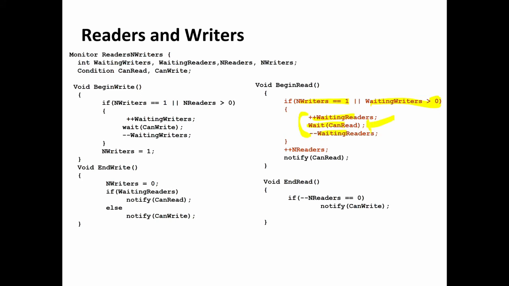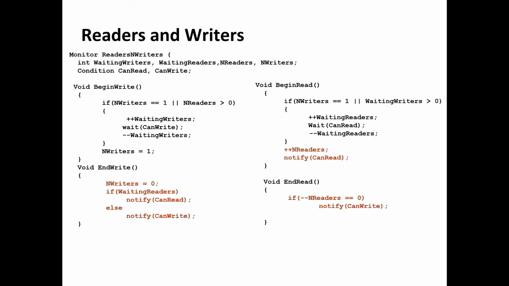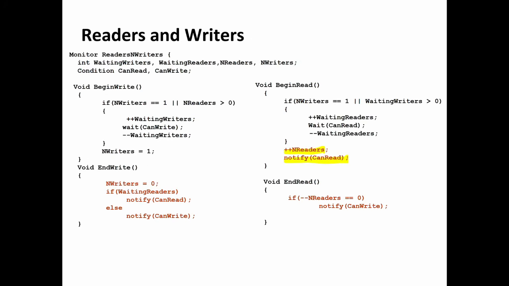Okay, and we can do a waiting reader. When the writer finishes, it checks to see if any readers are waiting. If so, it lets one of them enter, and that one will let the next one enter, and so on. So this is the case we have seen in here, where within the readers you increment and you notify the next reader. When the writer exits, it sets it to 0. If there are waiting readers, it would notify one reader.